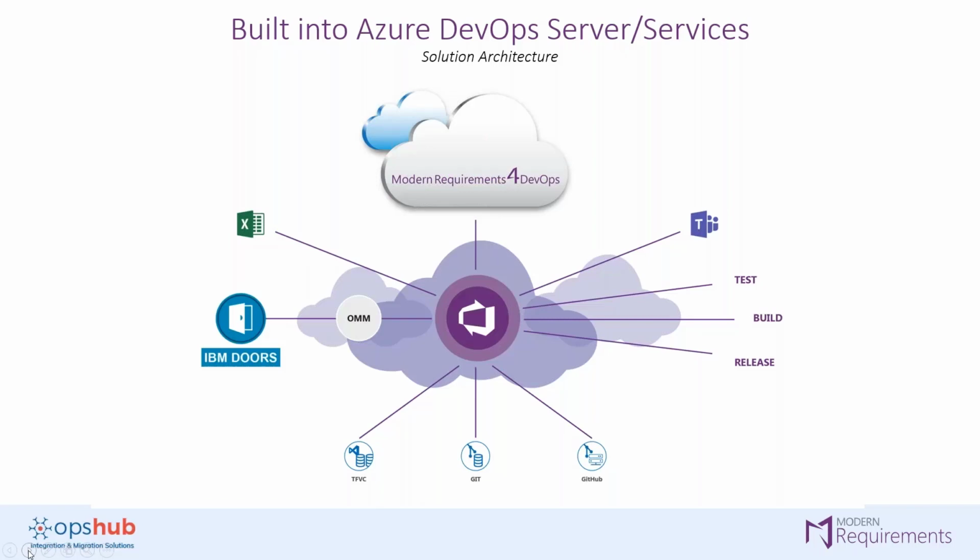OpsHub Migration Manager, OMM, as is shown on this slide, is a separate software product that Modern Requirements sells and supports. And it's used to migrate content from legacy systems in a high fidelity manner. So today we're focusing on IBM Doors. However, there are dozens of legacy systems that OMM can help you to migrate from. And it's simply a case of mapping the entities from one tool to the other. And Aparna will show you how as we move into the demonstration.